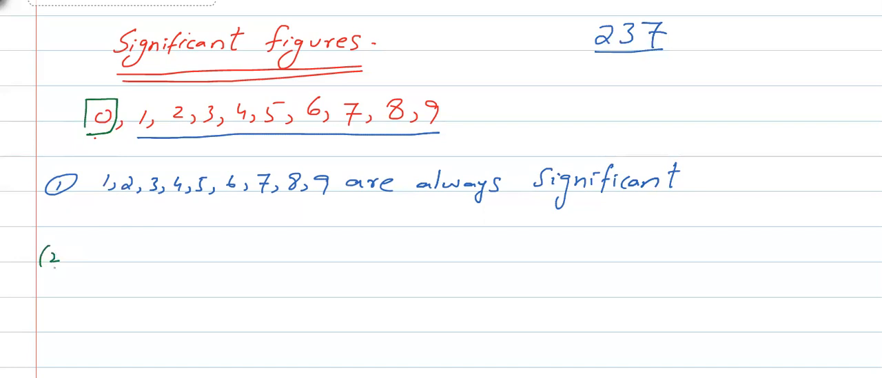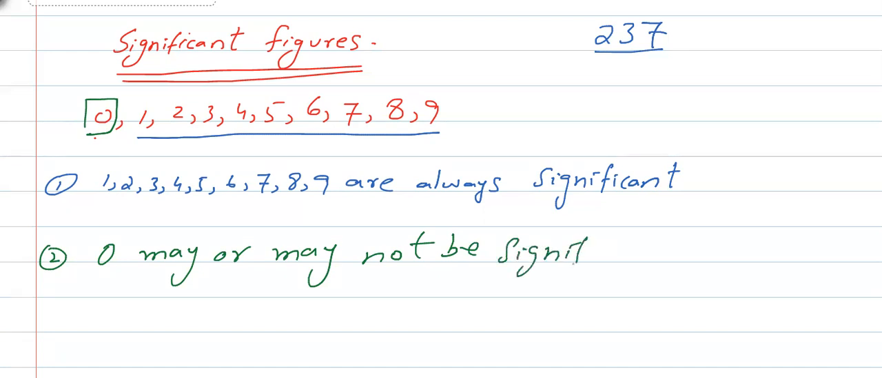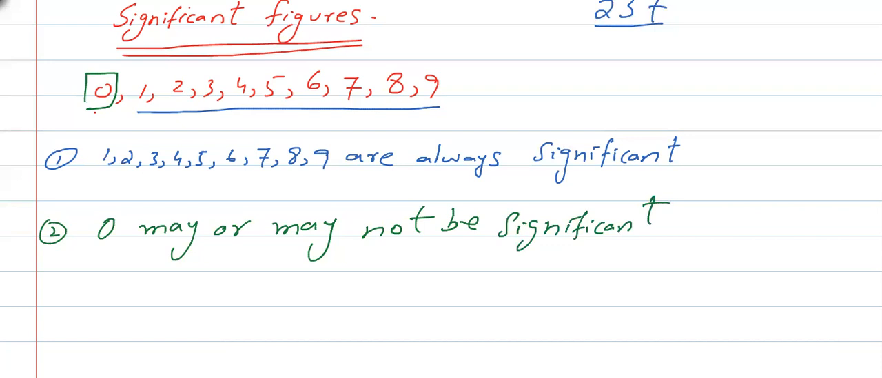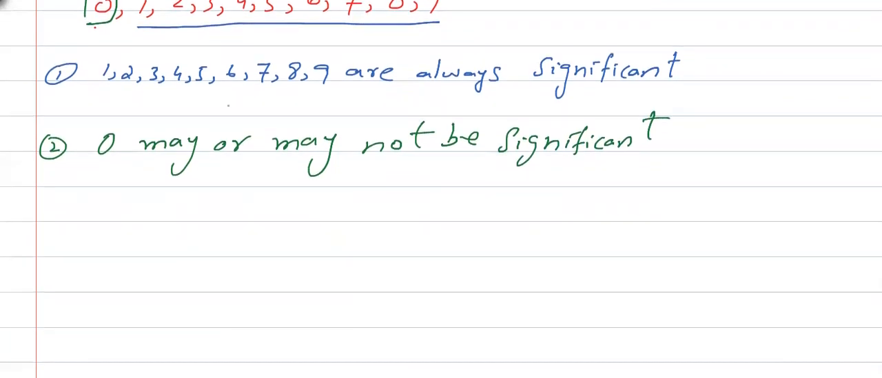0 can be significant, or it cannot be significant. Sometimes it will be significant, sometimes it will not be. So I will say 0 may or may not be significant. You can write these rules along with me. So 0 may or may not be significant. Now obviously you will be thinking about when it will be significant and when it will not be. Okay, so let's see. It can be significant, but before that you need to understand a few things.